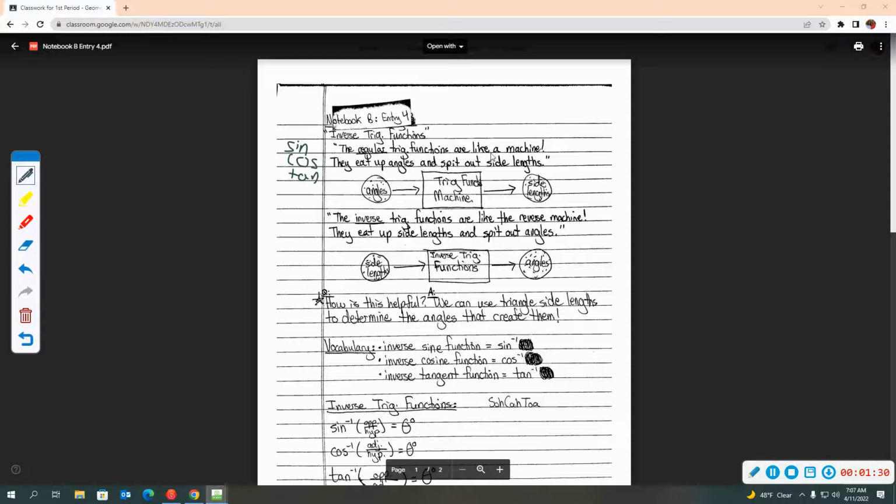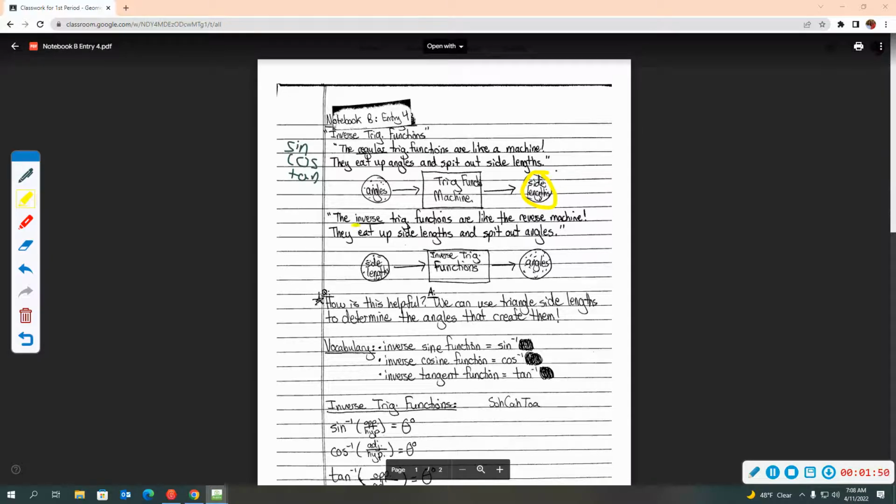What those do is they will help you find a side length by taking an angle and putting it inside the function. Think of it like a machine where the trig function eats the angle and spits out a side.